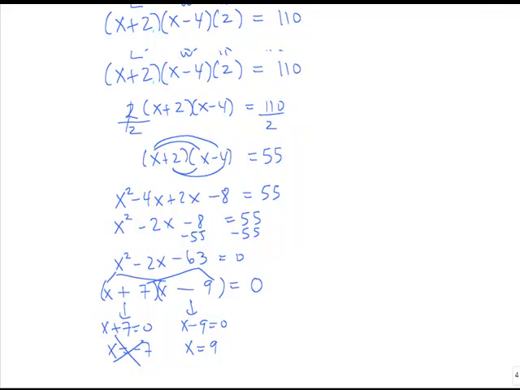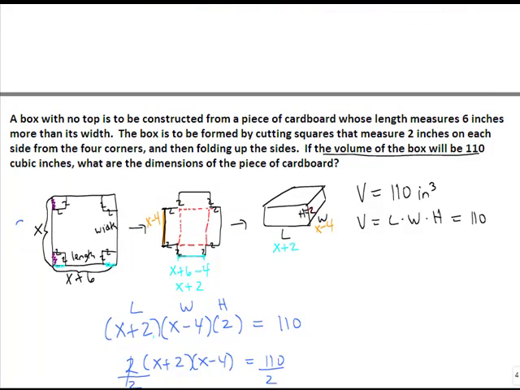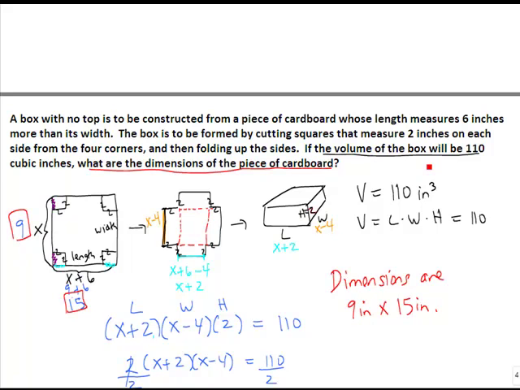If x is 9, then this width would be 9, and the length would be 9 plus 6, or 15. So the final answer here, remember they were looking for the dimensions of the piece of cardboard, so that's the original length and width of the original piece of cardboard before we cut out our squares. So the dimensions are 9 by 15. So let's just write this in a sentence. The dimensions are 9 inches by 15 inches. And the units are inches because the volume was given in 110 cubic inches. So we're going to be consistent. So here's our solution.